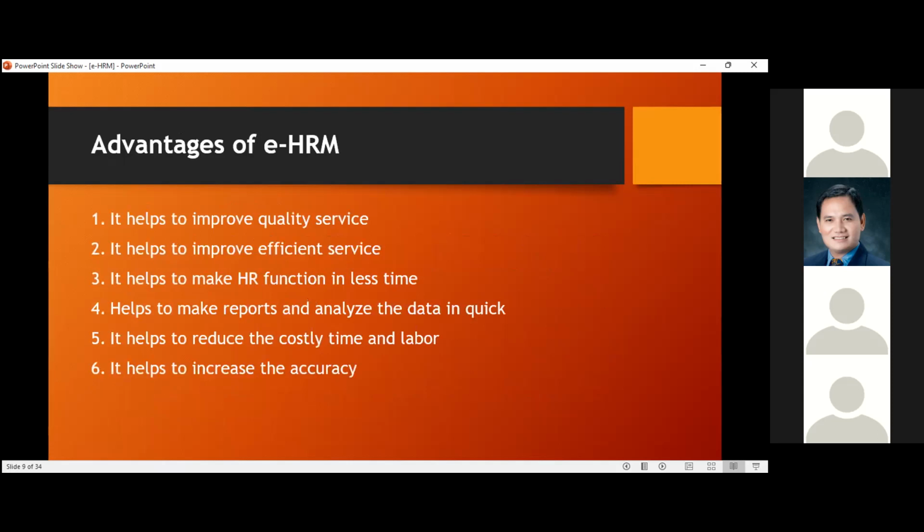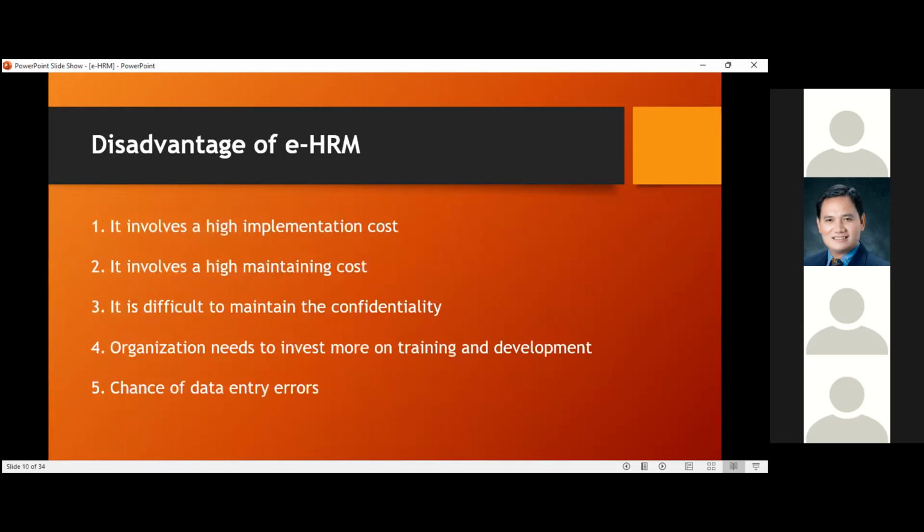So, advantages of EHRM. It helps to improve quality of service. It helps to improve efficient service. It helps to make HR functions in less time. It helps make reports and analyze the data quickly. It helps to reduce the costly time and labor. And it helps to increase the accuracy.